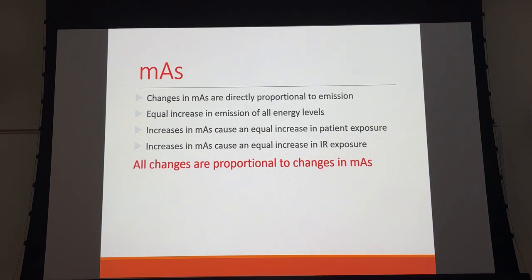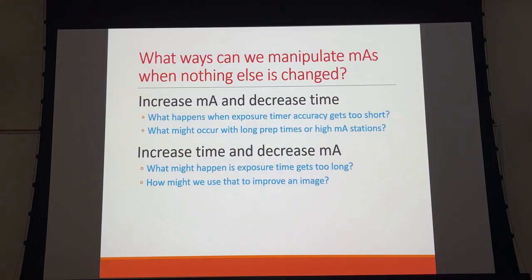So we talked about the proportionality of mass to emission and interaction in the patient, interaction at the image receptor, and it's all proportional. It's proportional in every way. So as you increase either mA or time or both, then you're going to get a proportional change in tube current and image receptor exposure, patient exposure. Everything is proportional. You double your mass, you double the exposure all the way across the board.